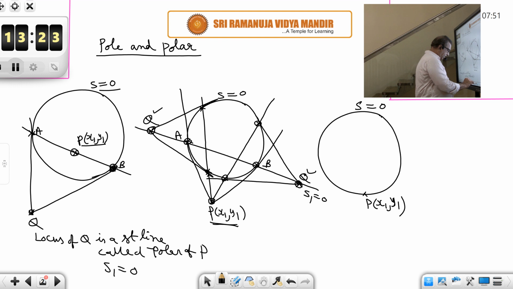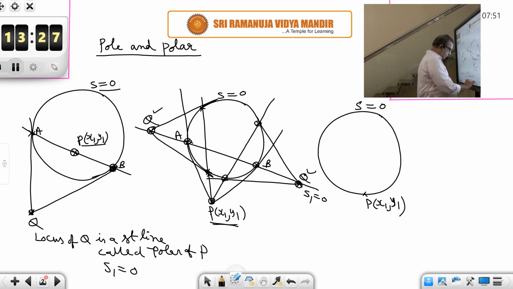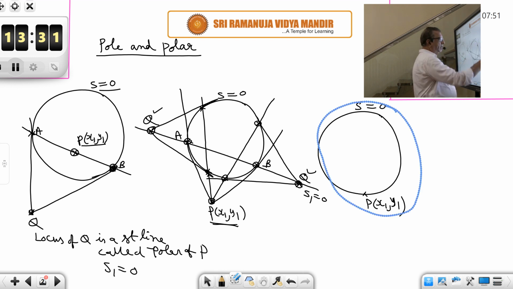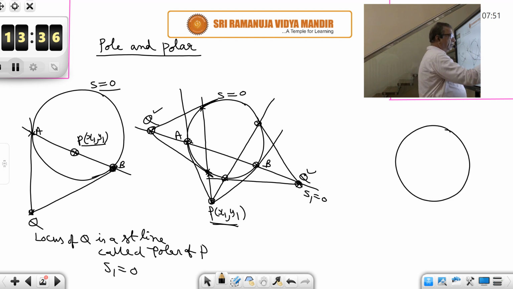Okay, third case, let us see. Third case, I will draw the diagram still farther away because it is coming nearer to the second diagram. So somewhere here I draw it. This is S equal to 0. Now this is P(x1, y1) on the circle now.